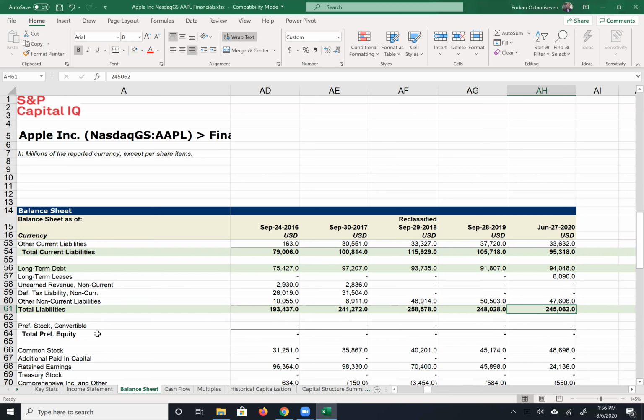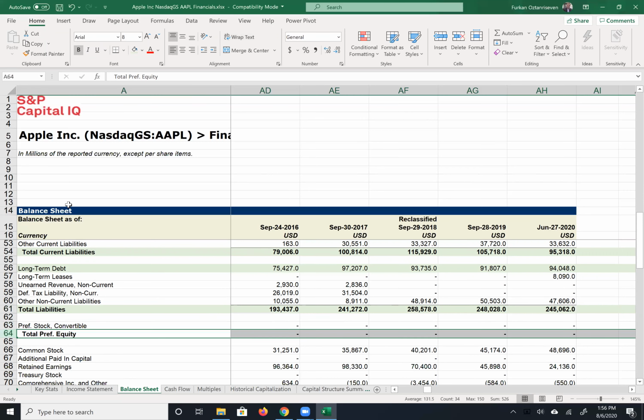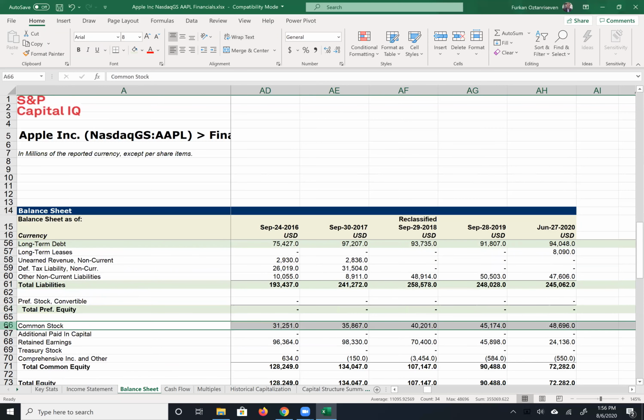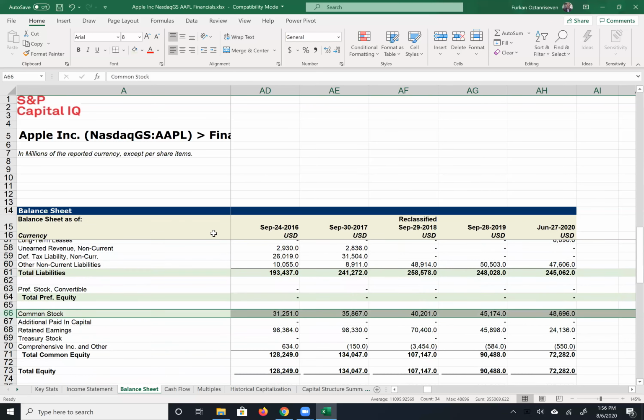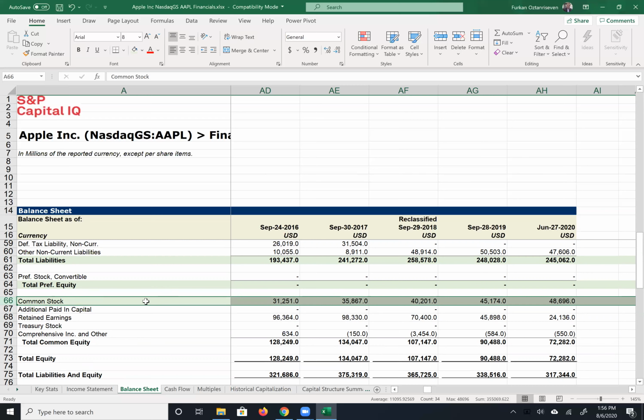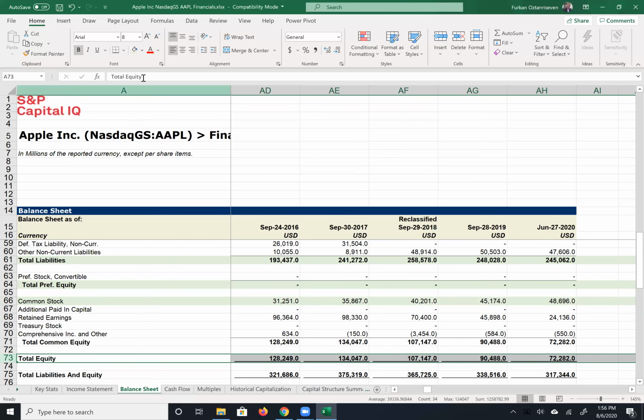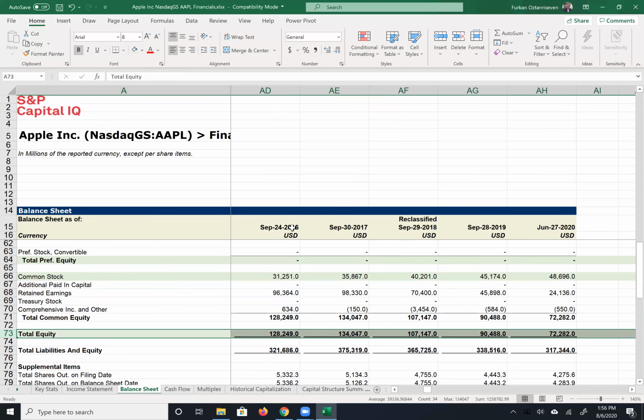That being said, you can see the total preferred equity. In this case, they don't have any preferred equity. And if you look at the common stock, basically leftover, which is $48 billion of common stock that company has. And you can see that retained earnings and so on. But if you look at total equity of the company, it is $72.2 billion. So this is the total equity of the company. And total liabilities plus equity, 317, which is equal to their total assets.